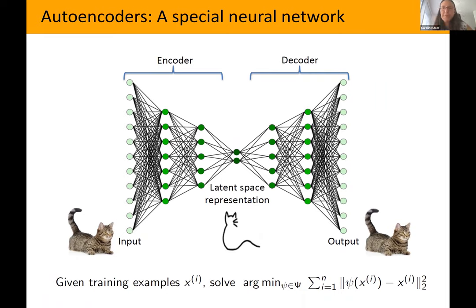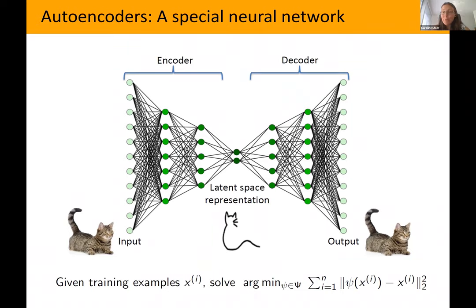Okay, so autoencoders have been used all over the place, in computer vision and so on, also in biology. And what I want to argue is that autoencoders are super interesting if you want to do this data integration problem. Okay, so how can they be used for data integration?